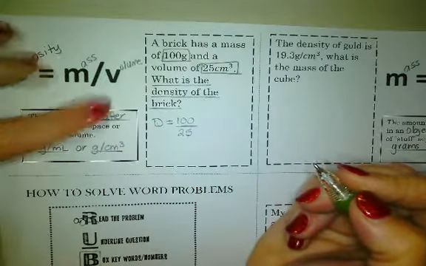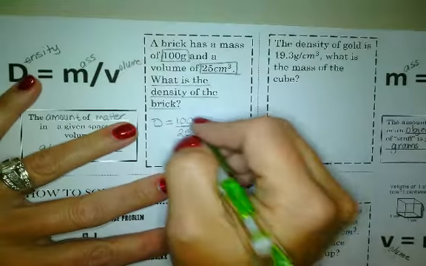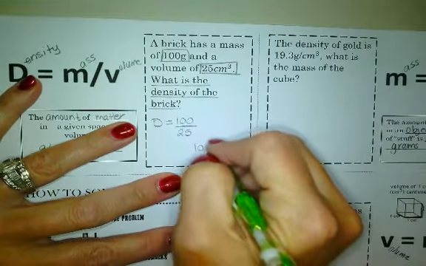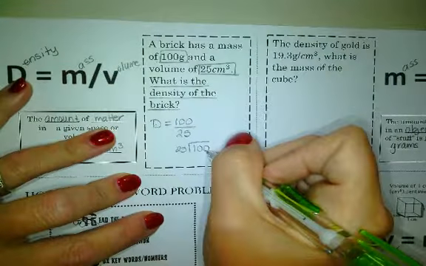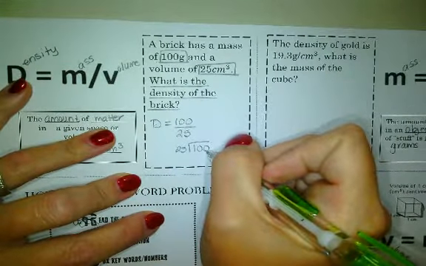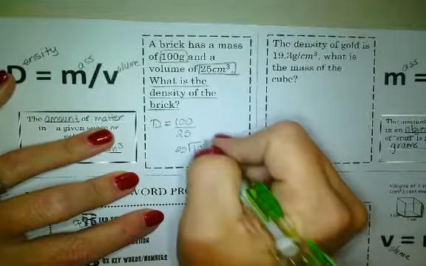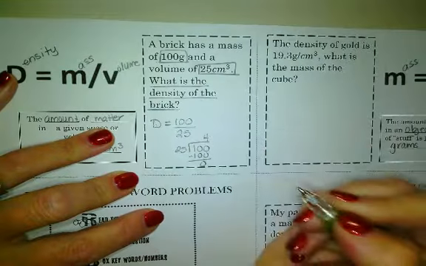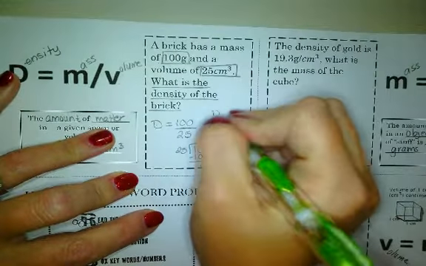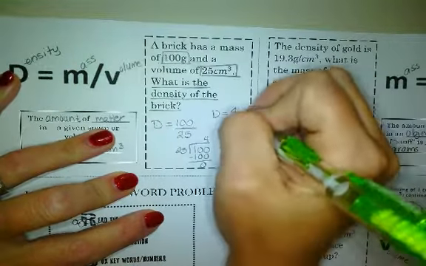So if we do that, you can do top in, bottom out. So 100 divided by 25. 25 goes into 100 how many times? 4. That is correct. So 100 subtract, that gives us 0. So the density equals 4.